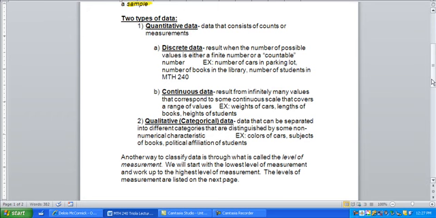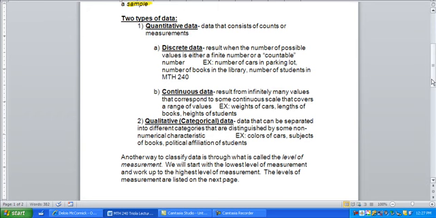Next, we have qualitative data, sometimes referred to as categorical data. This is data that can be separated into different categories that are distinguished by some non-numeric characteristic. It might be like colors of cars, subjects of books, political affiliation of students. All of those would be examples of qualitative data or categorical data.